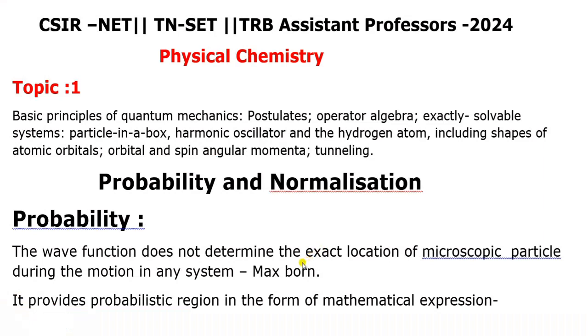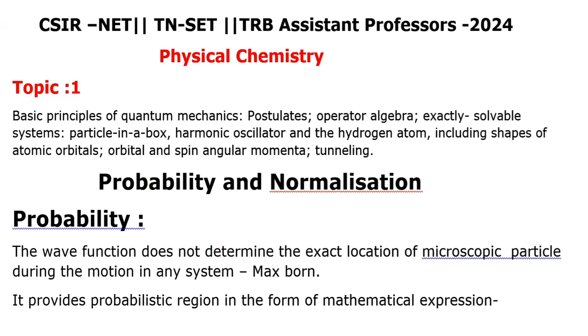The first topic is probability. Here, the wave function does not determine the exact location of microscopic particles like an electron during the motion in any system, according to Max Born. That is, we cannot correctly calculate the wave function of the particular matter wave while it is in motion. Therefore, the alternative is a probabilistic region in the form of a mathematical expression.